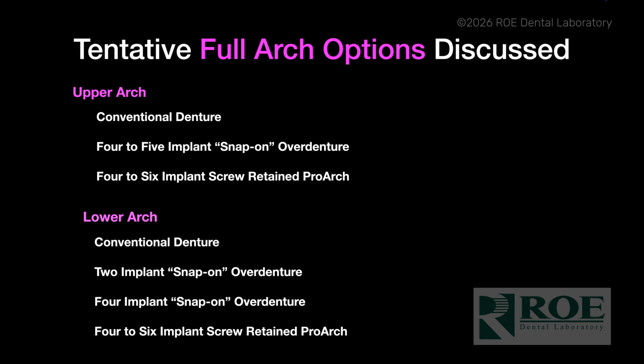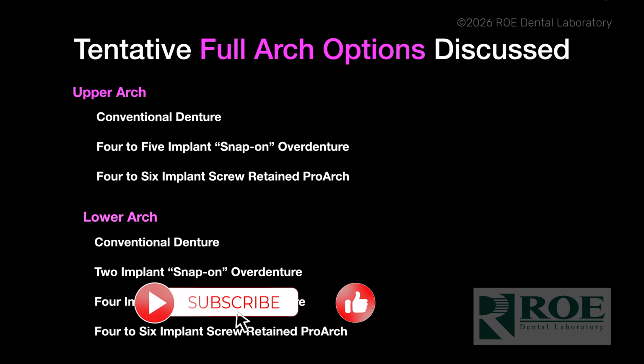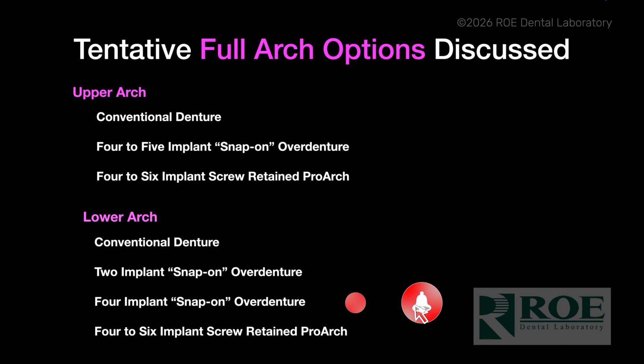Rosa already had a preconceived idea that she was not going to save her teeth, so that simplified it. But I do have that treatment plan in my chart, documented and signed by the patient, so that it is understood that we presented her a saving her teeth type of an option. So here's the options we have. For the upper arch, a conventional denture, a 4 to 5 implant snap-on overdenture, and a 4 to 6 implant screw retained pro arch.